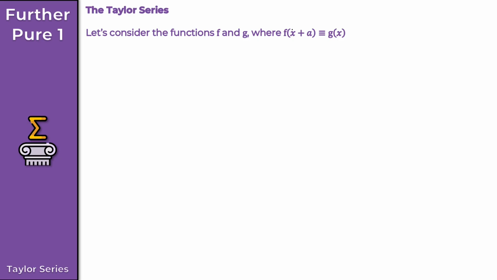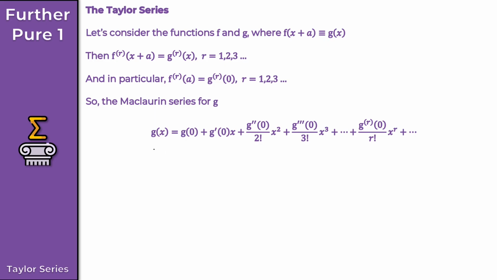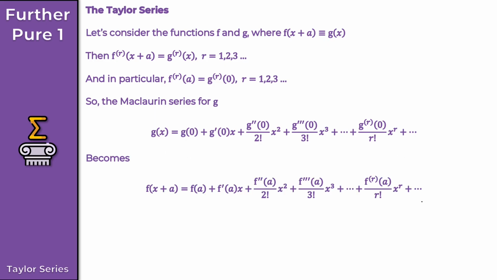To get us started with the Taylor series, let's consider the functions f and g, where f of x plus a is identical to g of x. Then the rth derivative of the function f at x plus a is equal to the rth derivative of the function g at x. In particular, the rth derivative of the function f at a is equal to the rth derivative of the function g at 0. So the Maclaurin series for g, which you should be very much familiar with by now from Core Pure, becomes the following.